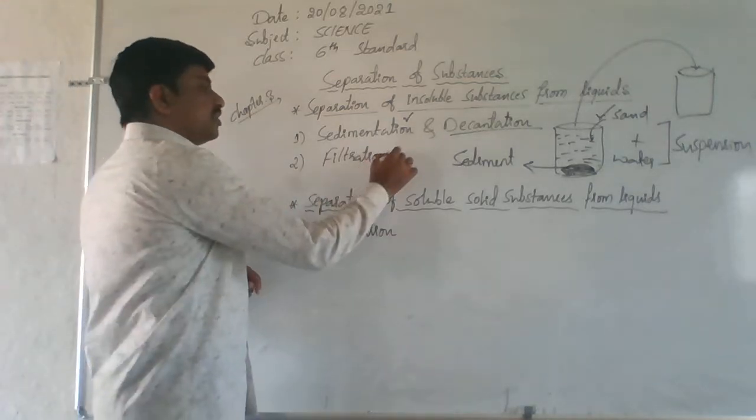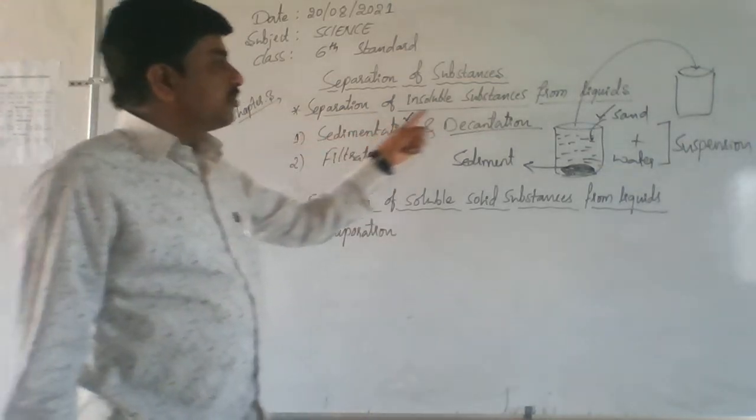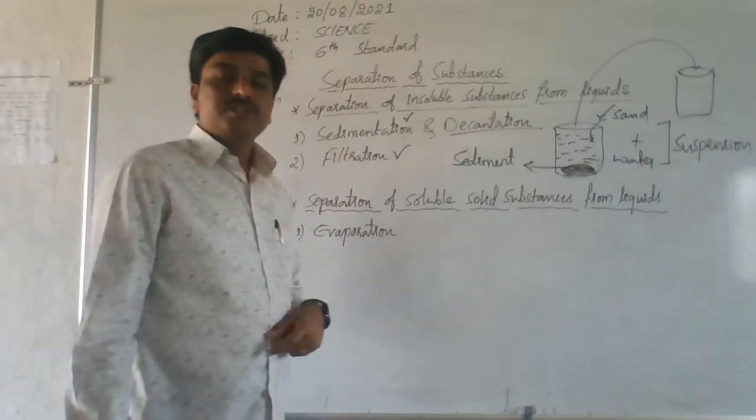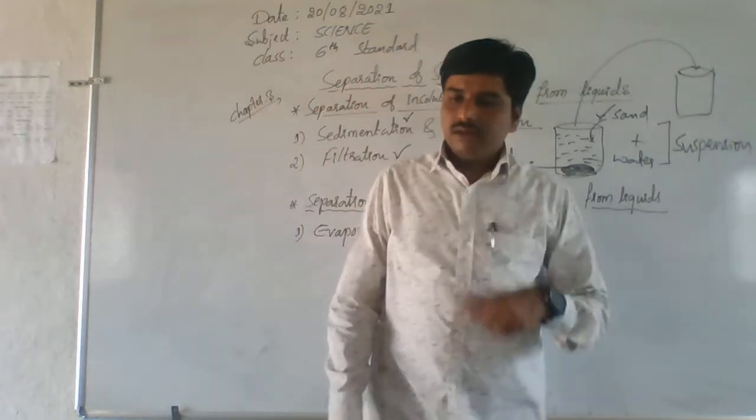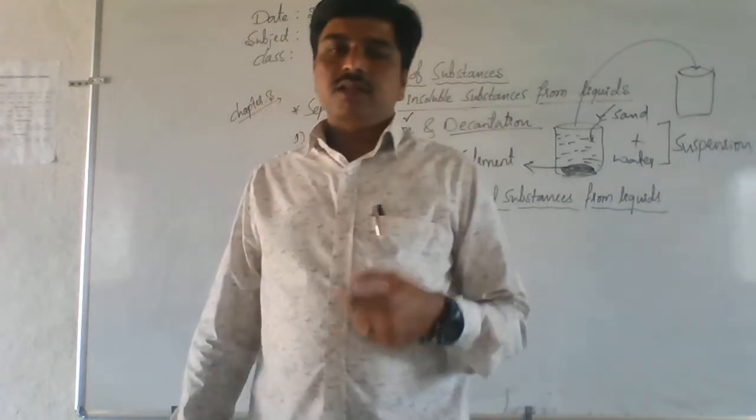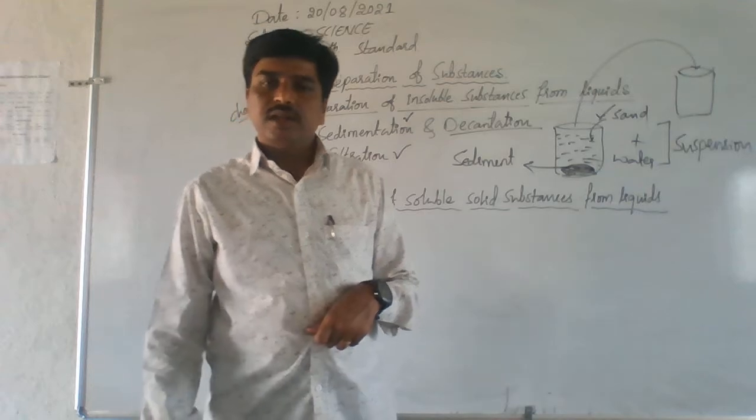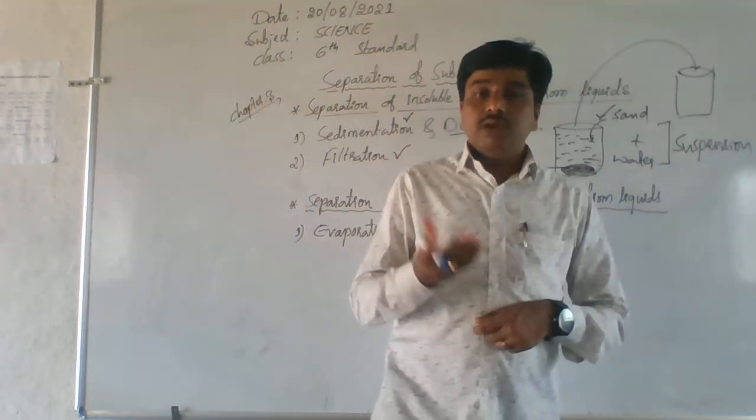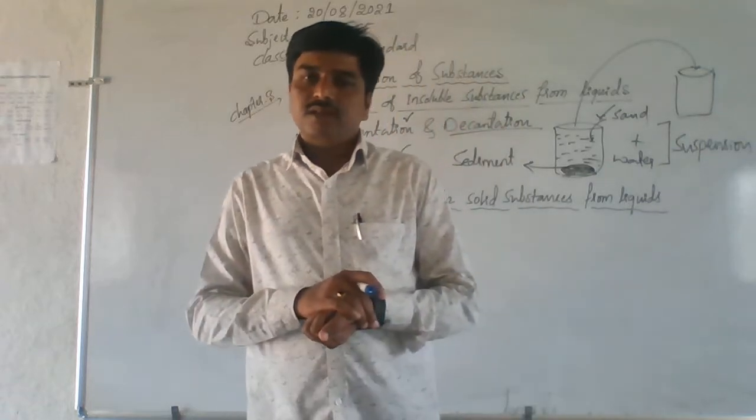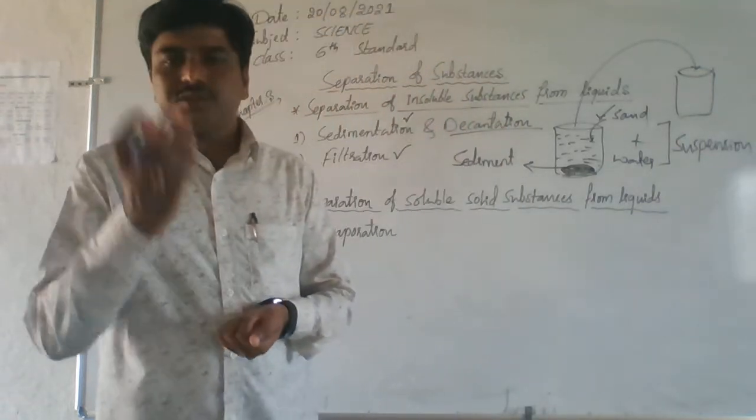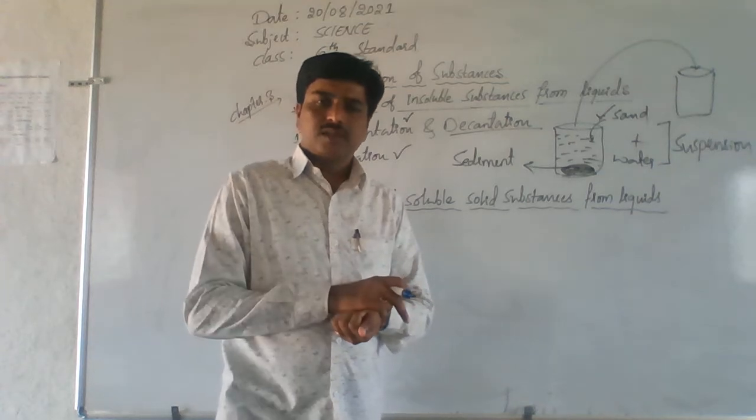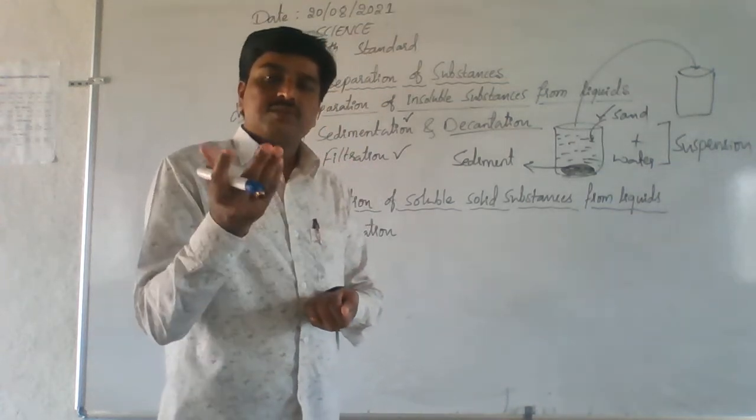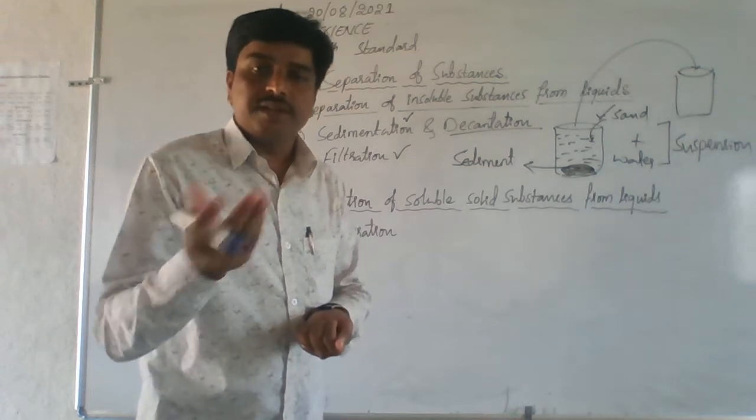Let's go to the second method. What is that? Separation of insoluble substances from liquid. The second method is filtration. Normally in your homes, when your mother makes tea, they use strainers to separate the tea powder from the tea. That process we also call the filtration method.